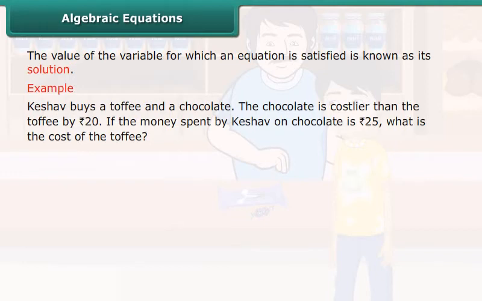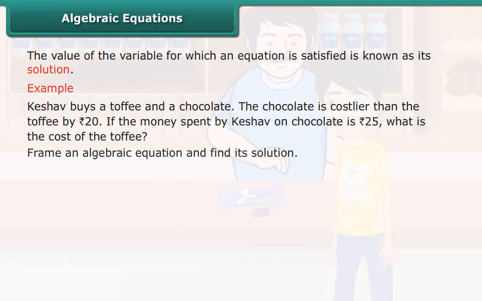Keshav buys a toffee and a chocolate. The chocolate is costlier than the toffee by 20 rupees. If the money spent by Keshav on chocolate is 25 rupees, what is the cost of the toffee? Frame an algebraic equation and find its solution.